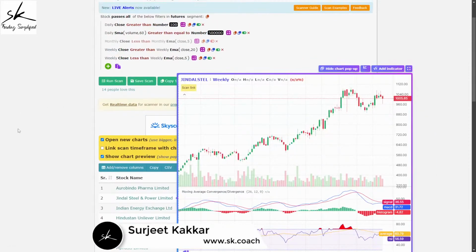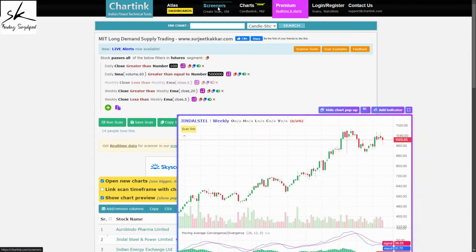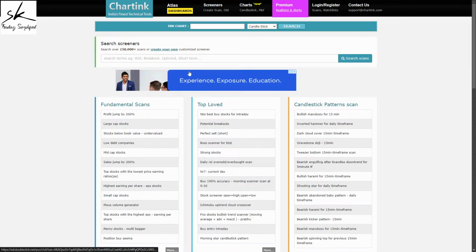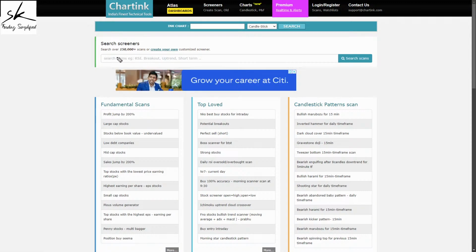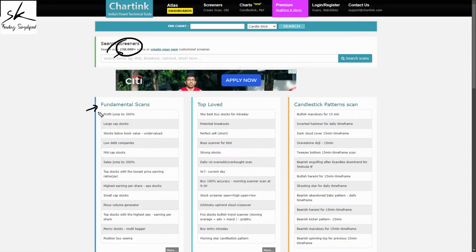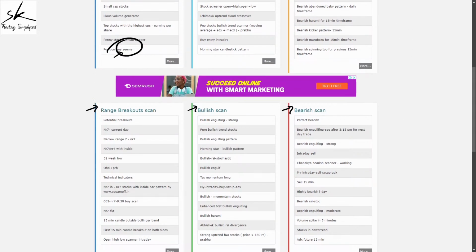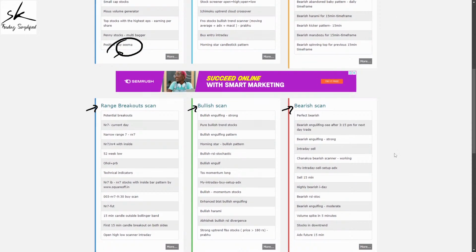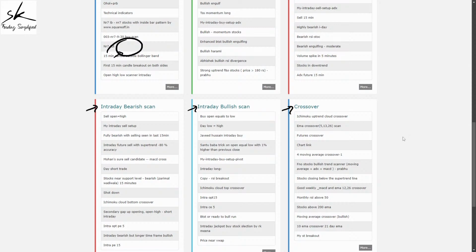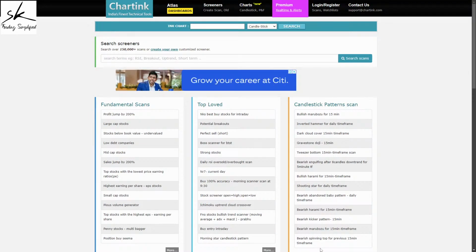So yes, you can use different filters. Plus, if you go to the screener section on this website, you have over 150,000 scanners available. Some are based on fundamental analysis. Then at the top left you have candlestick patterns, range breakouts, bullish scan, bearish scan, intraday bearish, intraday bullish, and crossovers. So you have a number of scanner screeners available to you, based on which you can get your results.